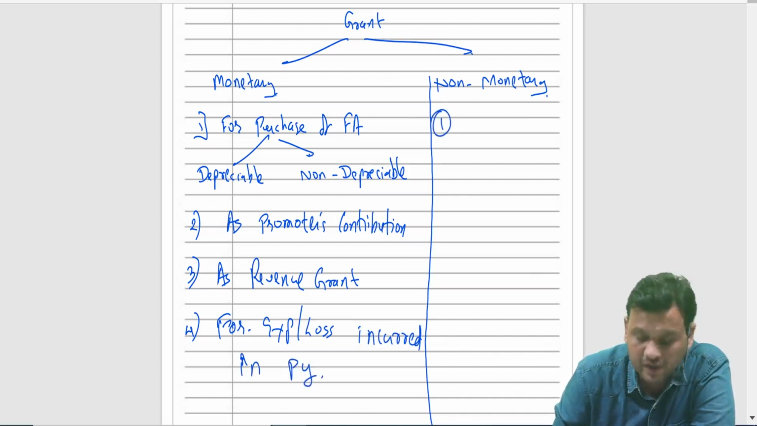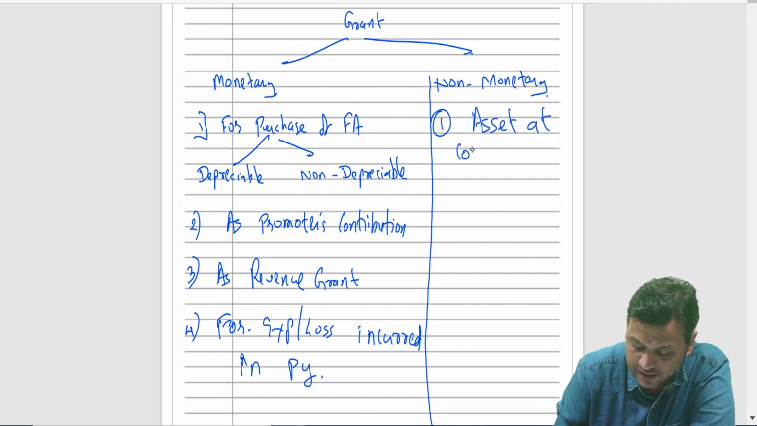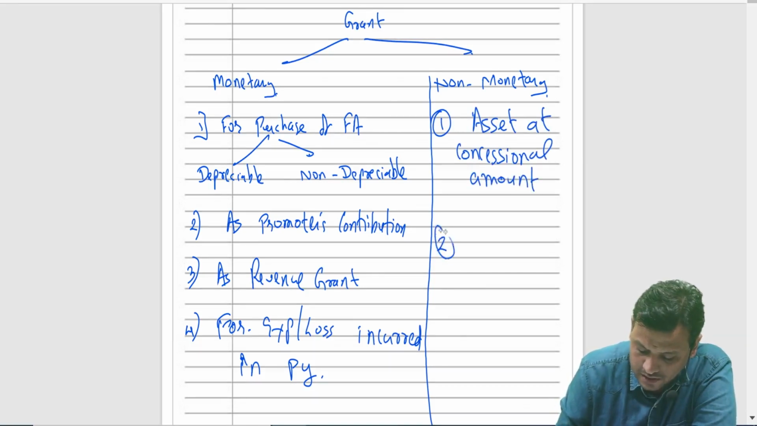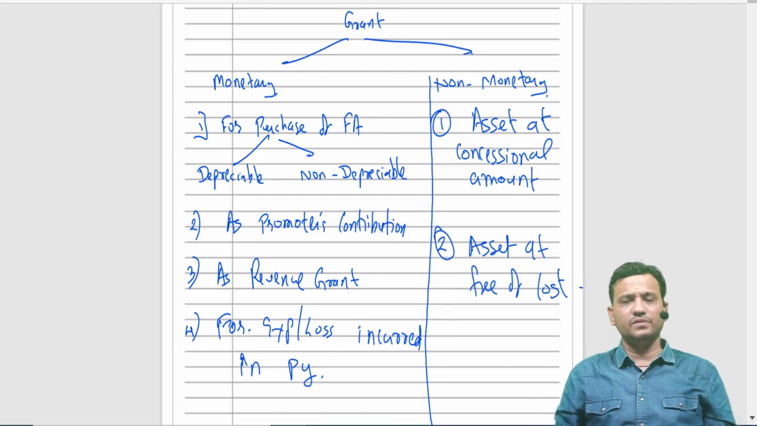If it is a non-monetary grant, then what do we have? Nothing but asset at concessional amount, and second is nothing but asset at free of cost. So this is what you have to remember. These are the types of grants.